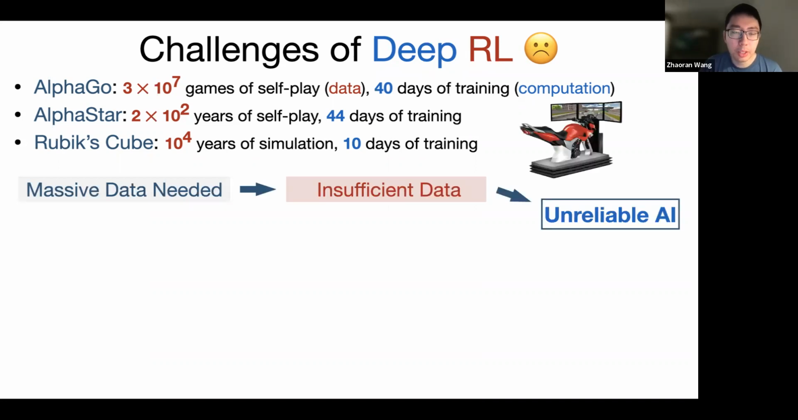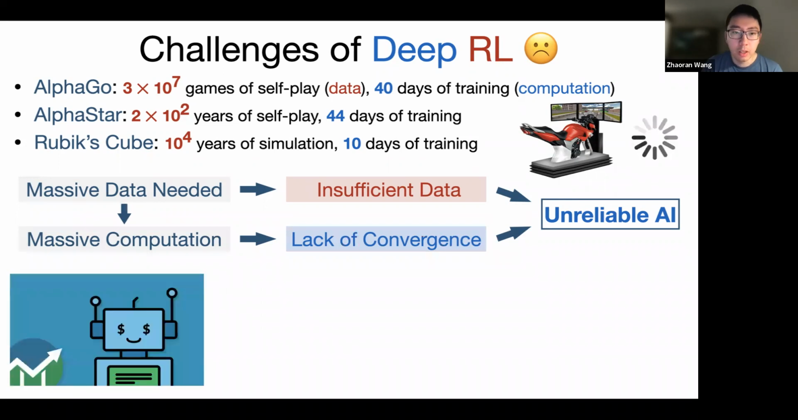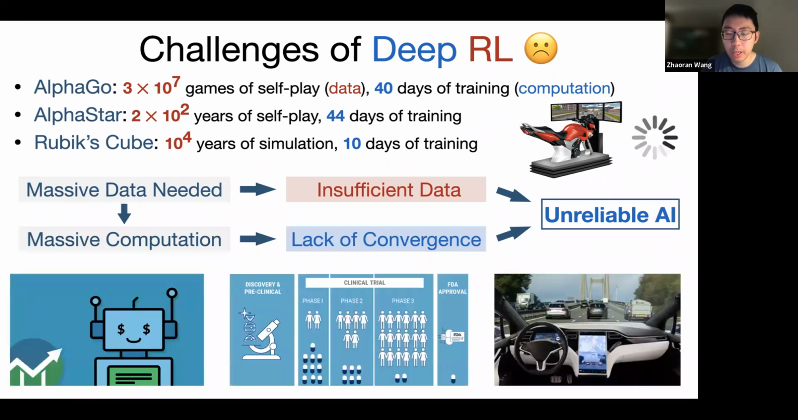In summary, we need a lot of data, first of all. If we don't have enough data, then we don't have a reliable policy. You have seen the failure cases of the Tesla autonomous driver. And also there is a lot of computation needed. There's a lack of convergence, which is well known in the empirical literature. As a result, if you don't train for a long time, then the policy is not reliable either. Basically, we cannot allow those issues to happen in a lot of critical applications.